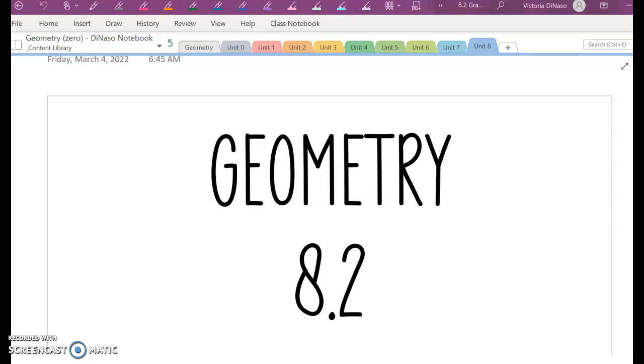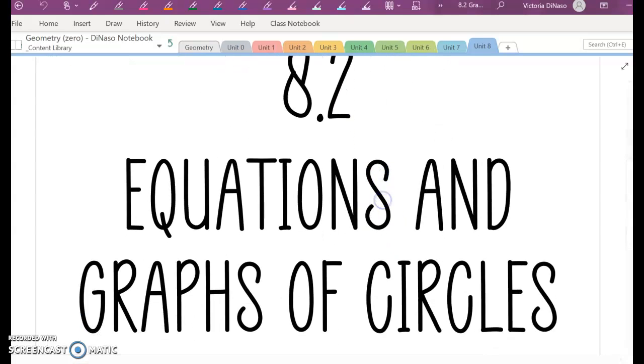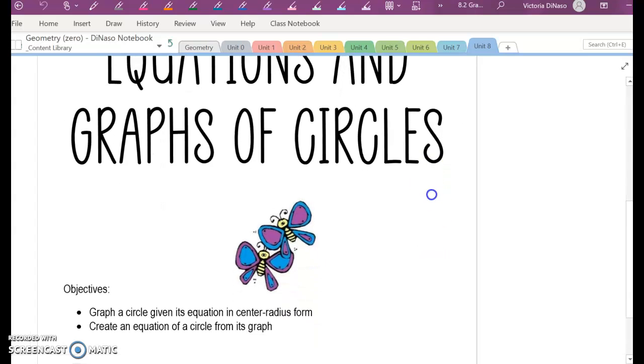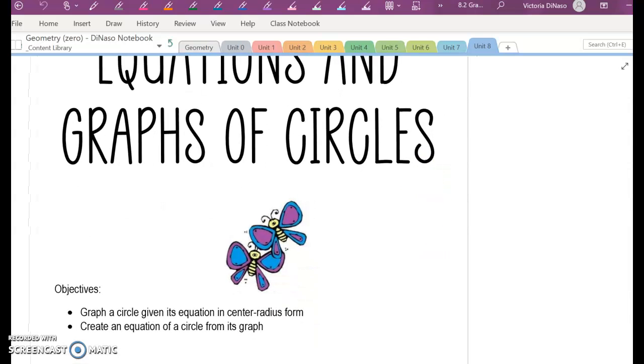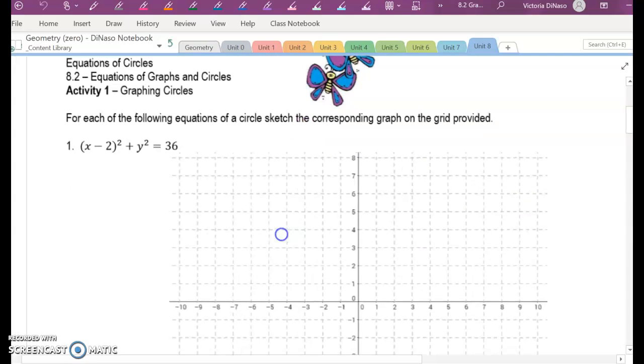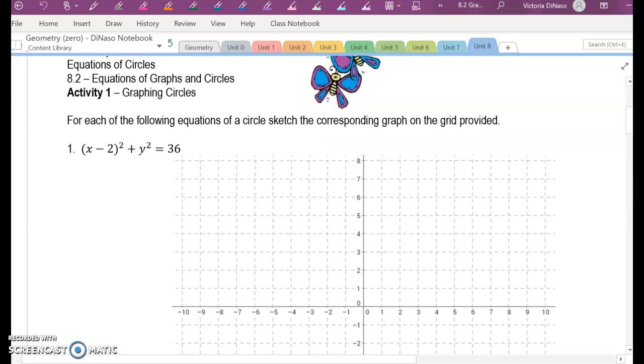All right, we're doing section 8.2, which is the equations and graphs of circles. Today we're going to be given a circle and its equation in center radius form, and we're going to be graphing the equation. From here, we're going to take out the center and the radius.